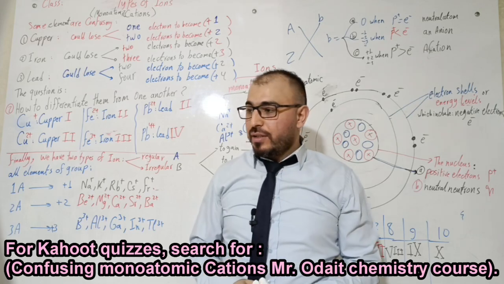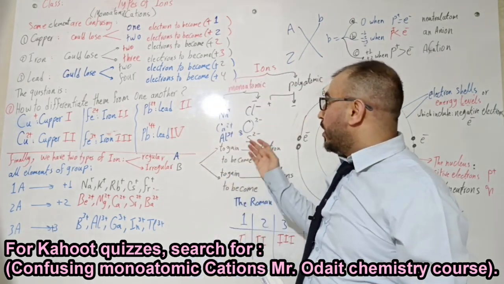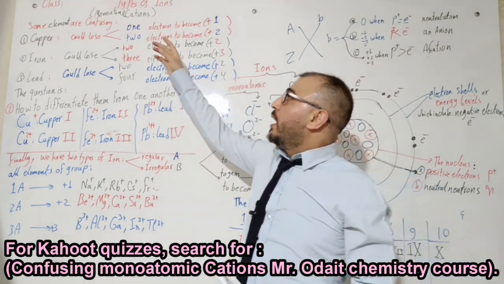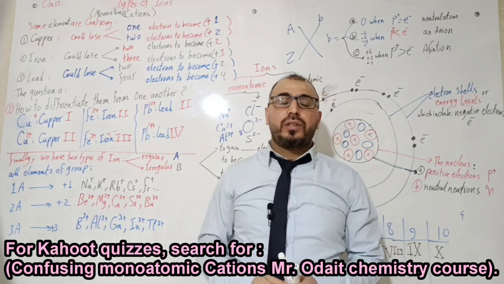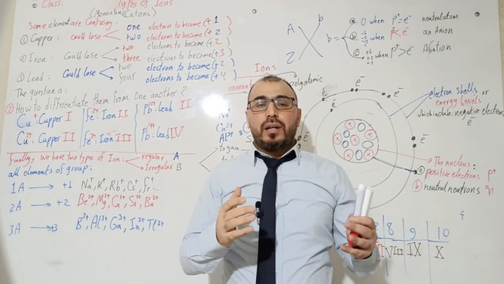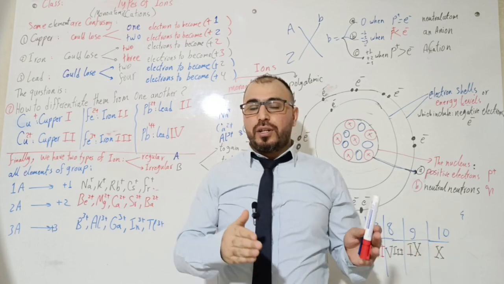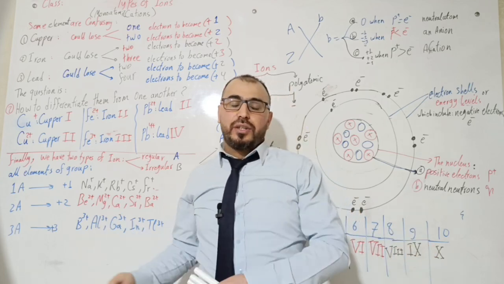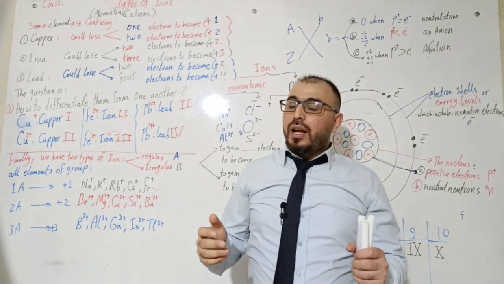In the next class, my friends, we are going to start talking about the monoatomic anions, and we are going to see why some anions get the charge -1, others get -2, the others get -3, and so on.